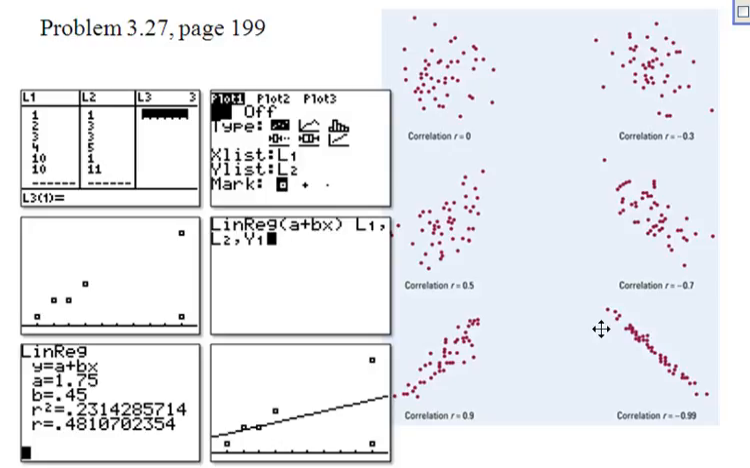And the higher the correlation, in other words, the closer to 1 or -1, the tighter the points will be to a straight line, like these. Correlation negative 0.99. That's a pretty tight linear pattern.